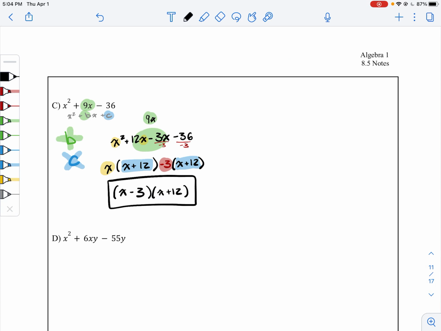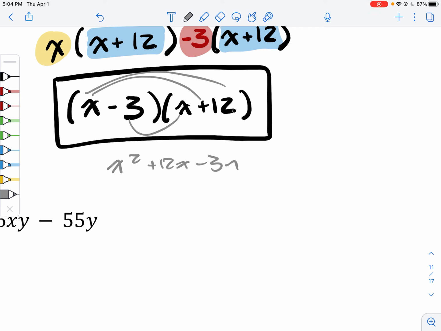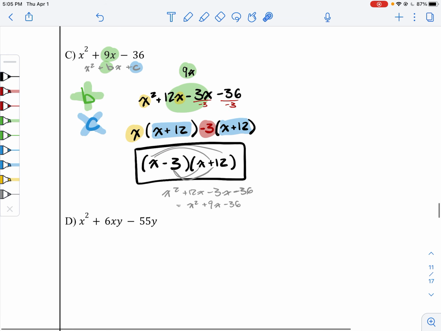And now we can check that we did it right by multiplying it out. So we would get x squared plus 12x minus 3x minus 36, which is x squared plus 9x minus 36. Oh, check it out. That's what we started with. Cool.